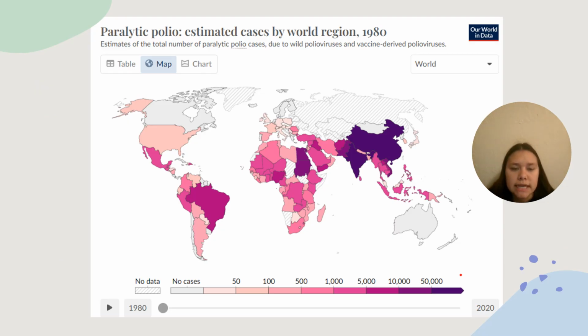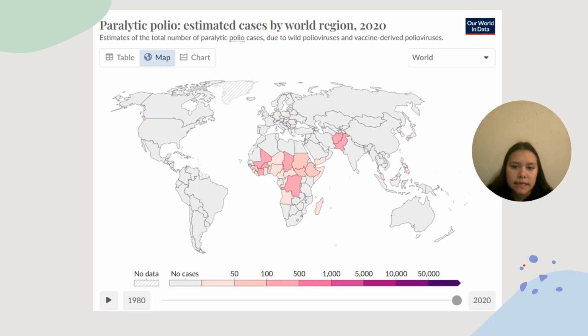I wanted to include these next 2 graphs to show the estimated cases of paralytic polio throughout the years. In 1980, it seemed the largest amount of cases were expected to be in China, India, places in Africa, and Brazil. But there was a pretty wide distribution of these expected cases. And then by 2020, we see a rapid decline of estimated cases, with the majority expected in the middle of Africa and then Pakistan and Afghanistan.